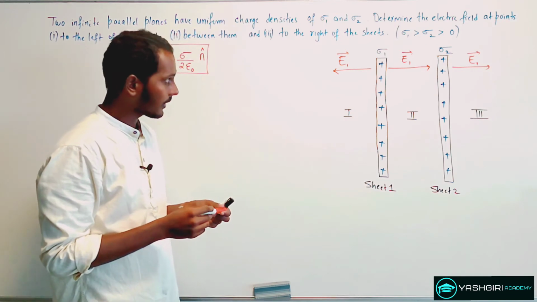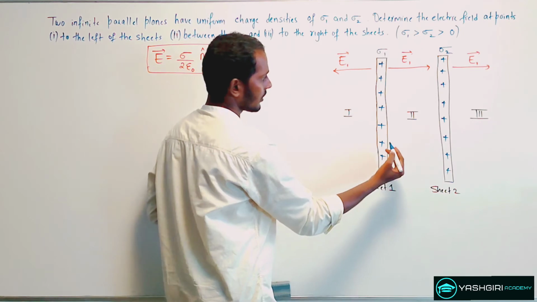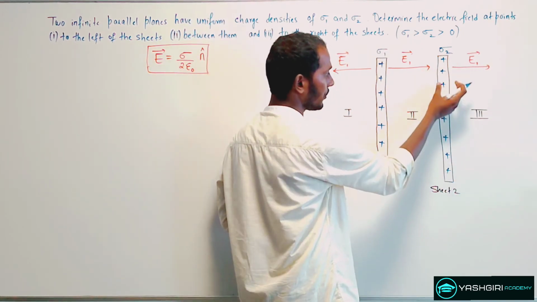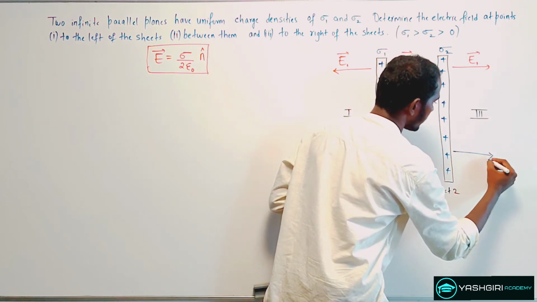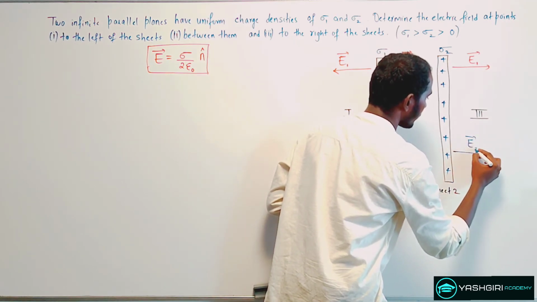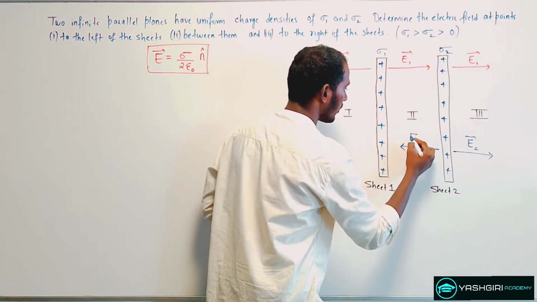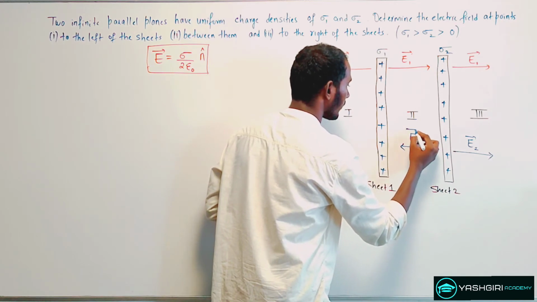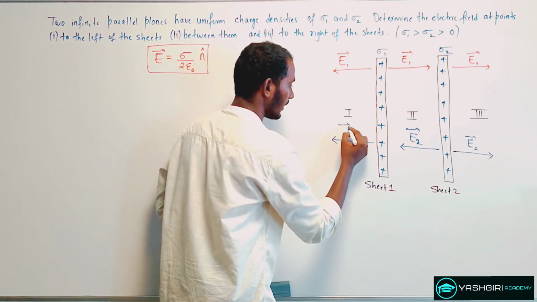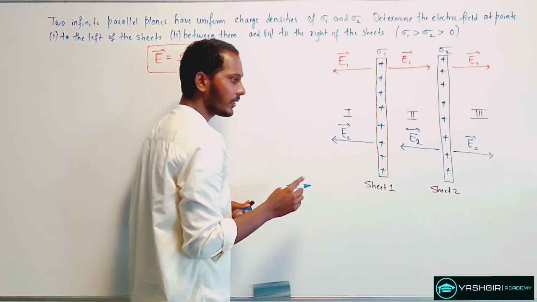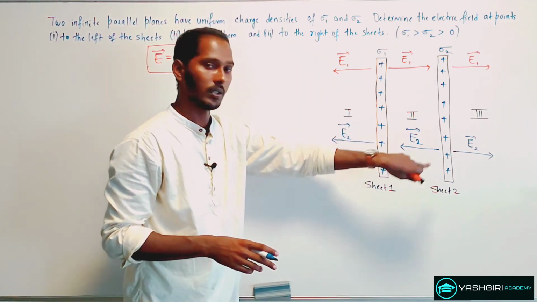In the same way, let me use a blue color. The electric field due to this sheet 2 will be in this direction. So this is my vector E2, and in region 2 it will be towards the left. Vector E2, and in region 1, I can write it as vector E2. So these are the directions of my vector E1 and vector E2 in all these 3 regions.